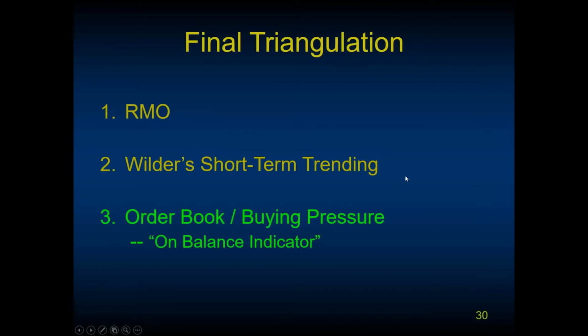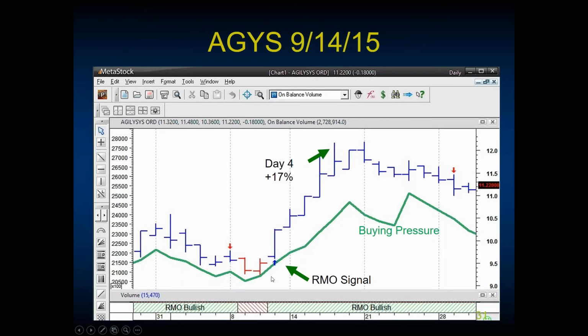We decided to use order book buying pressure, and that's the on-balance volume indicator in case you're looking for it in MetaStock. And what we do is we overlay this onto the trades we're getting with RMO and Wilder as a final corroboration. And as you can see, if the on-balance indicator is moving upwards, if there's a nice slope to it, a steep slope, that generally indicates a strong trend.